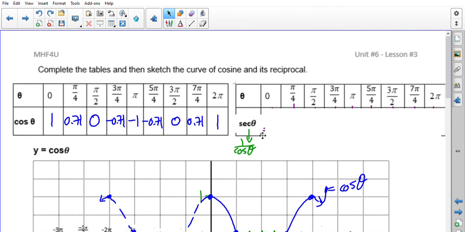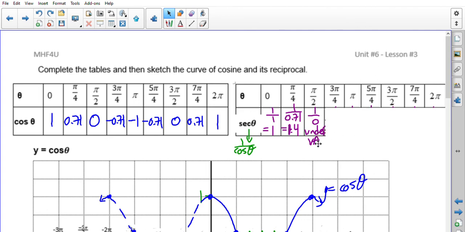All right, so now we're going to do the graph of its reciprocal, which is secant theta. We can't enter this into a calculator, just like before, so I want you to remember that secant theta is the same thing as 1 over cos theta. So when we do secant at 0, we're doing 1 over cos at 0. That's 1 over 1, which is 1. Then 1 over cos at pi over 4, so 1 over 0.71, which gives us 1.4. 1 over cos at pi over 2, so that is 1 over 0.